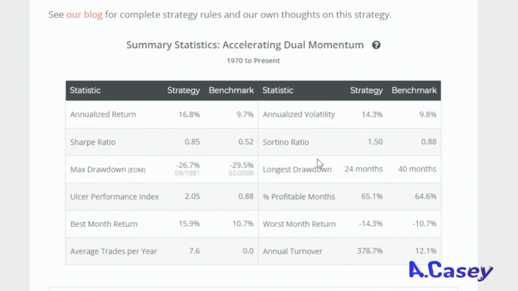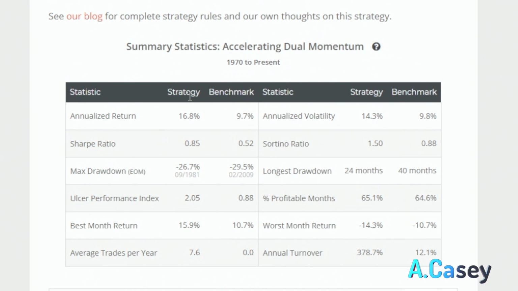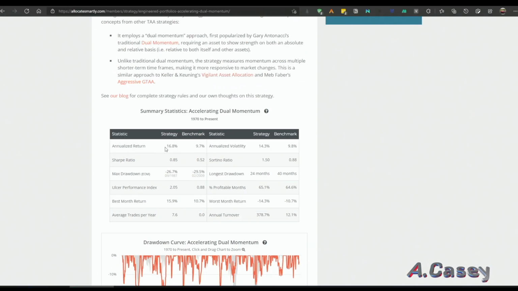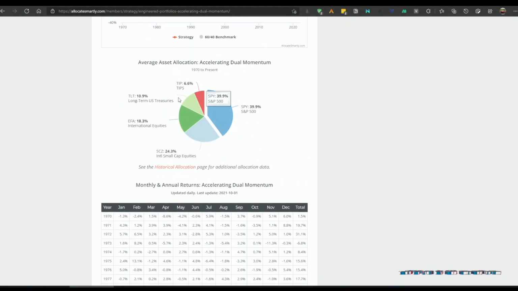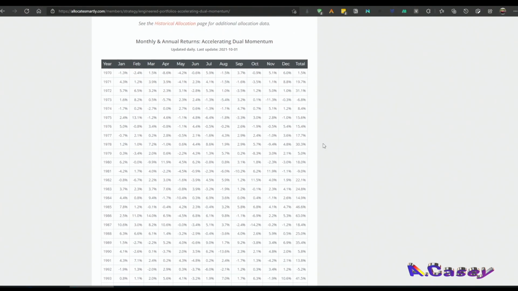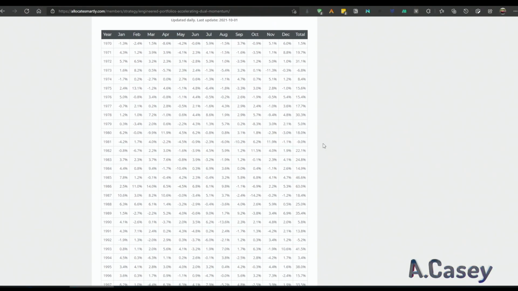And then you can go down, and these are some of the KPIs. So this is the annualized return since 1970, maximum drawdown, also performance index, and so on and so forth. And then these are the drawdowns over the years. This is the allocation, and this is the monthly and yearly returns.